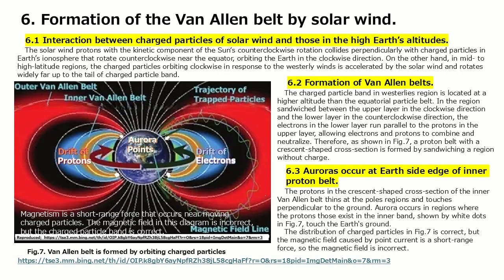Auroras occur at the Earth's side edge of the inner proton belt. The protons in the crescent-shaped cross-section of the inner Van Allen belt thin at the polar regions and touch perpendicular to the ground. Auroras glow in regions where the proton groups in the inner band, shown by white dots in Figure 7, touch the Earth's ground. The distribution of charged particles in Fig. 7 is correct, but the magnetic field caused by point current is a short-range force, so the magnetic field is incorrect.